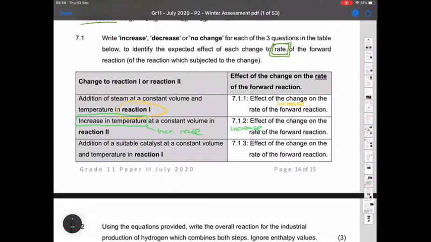And if you add a catalyst, adding a catalyst would also increase the rate of both the forward and the reverse reactions equally. We did that in a previous question. So this would also be increase.